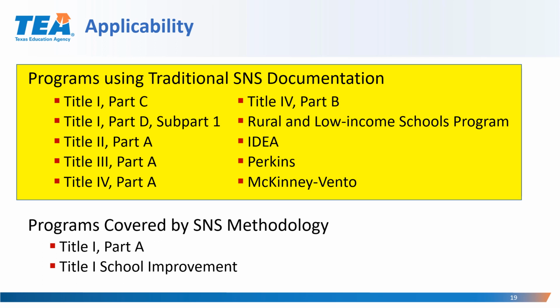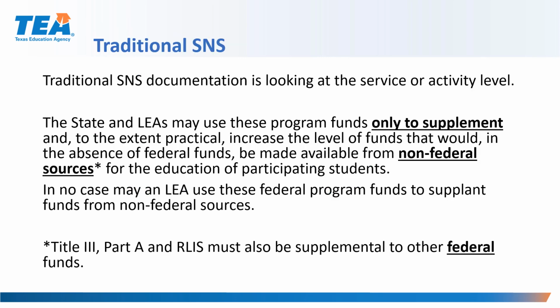So just to recap, the programs that use traditional Supplement Not Supplant documentation are Title I Part C, Title I Part D Subpart 1, Title II Part A, Title III Part A, Title IV Part A, Title IV Part B, the Rural and Low-Income Schools Program, IDEA, Perkins, and the McKinney-Vento Program. For these programs, the traditional Supplement Not Supplant documentation is looking at the service or activity level.